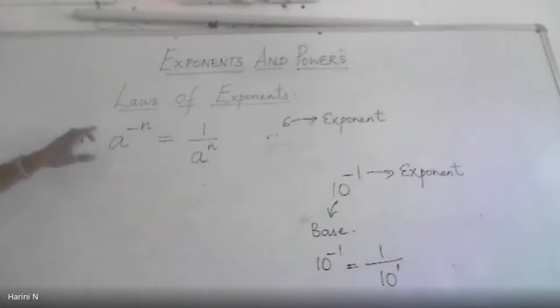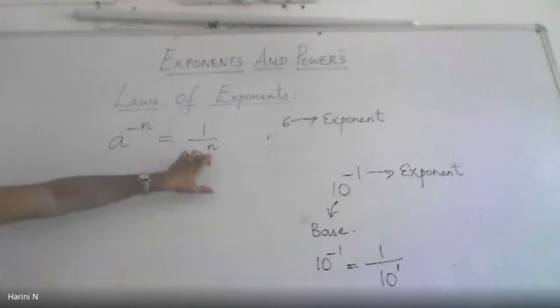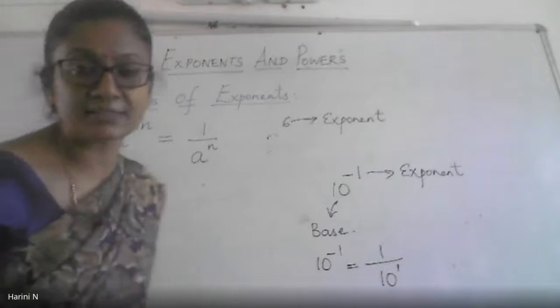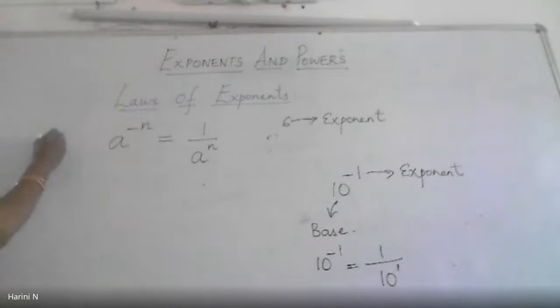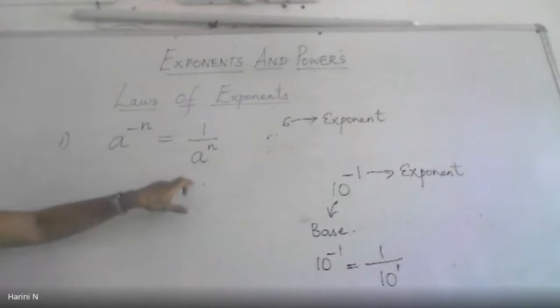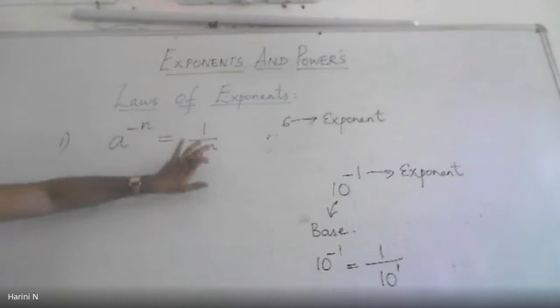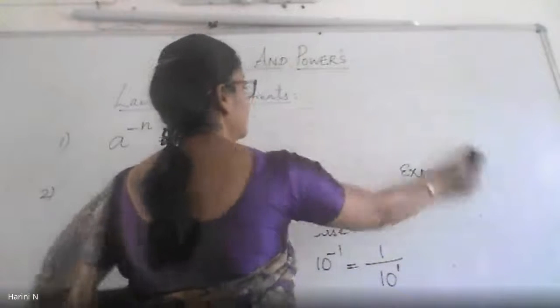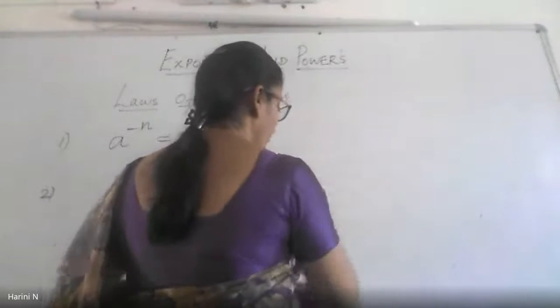So when I take the reciprocal of this exponential which is having a negative power, the power will automatically be converted to a positive numerator. Alright, so this is the first law of exponents that we should remember. A to the power negative n equals 1 by a to the power n, or 1 by a to the power n can be written as a to the power negative n. Any doubt? So that is the first law of exponents that we see as a general law.